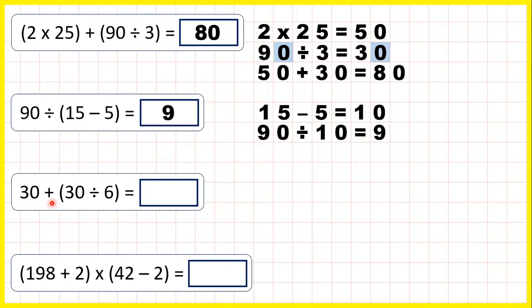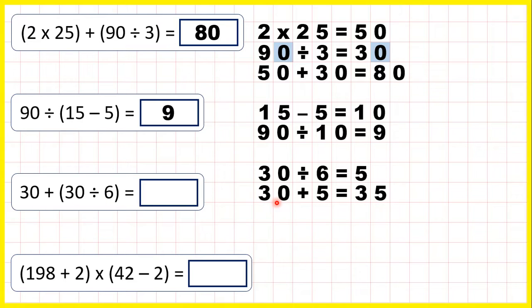Now 30 plus 30 divided by 6, but 30 divided by 6 is in brackets, so we work out that first, and then we have 30 plus 5, so our answer is 35.